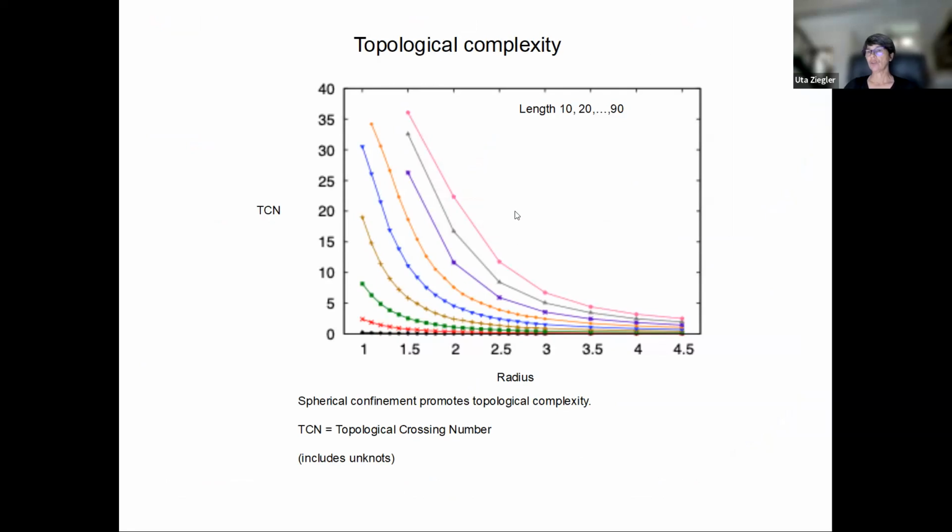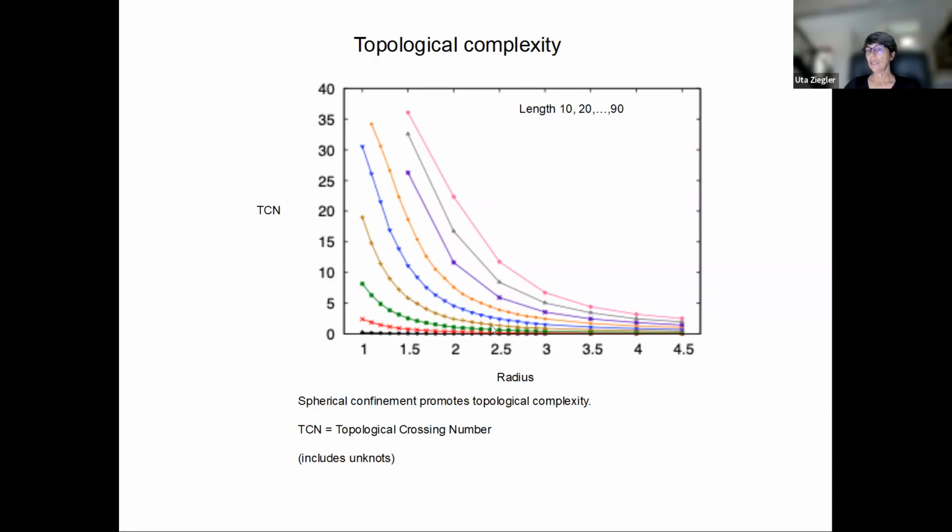This slide shows the topological crossing number, so the average topological crossing number. On the x-axis, we have the radius, and each one of those lines is for a particular length. Going from the bottom to the top, it's length 10, 20, 30, 40, and so on all the way to 90. So each of these data points is a length, for example length 40, and a radius. We generated a bunch of polygons and then computed the average crossing number of all the polygons we generated for that length and for that radius. And we did include the unknots.